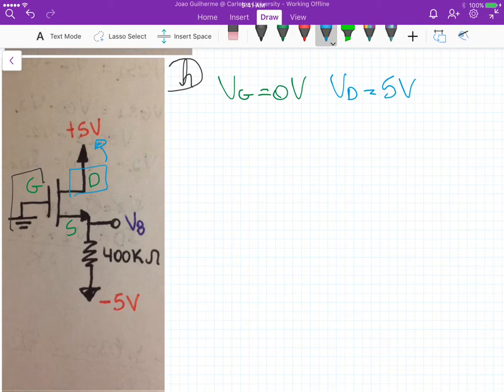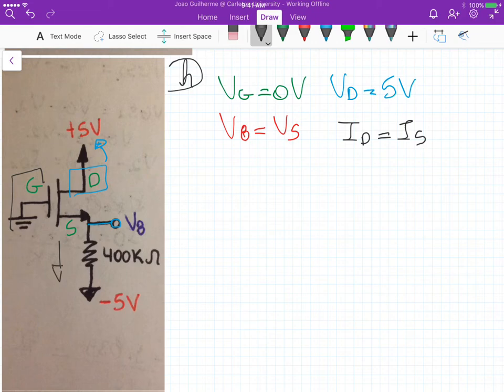And we also know that because we are defining V8 as the potential at the source, V8 is equal to the source voltage. Now, one thing is that we know that for MOSFETs the current at the drain is equal to the current at the source. So we can calculate the current at the source using Ohm's law here. The current at the source is equal to V8 minus 5.